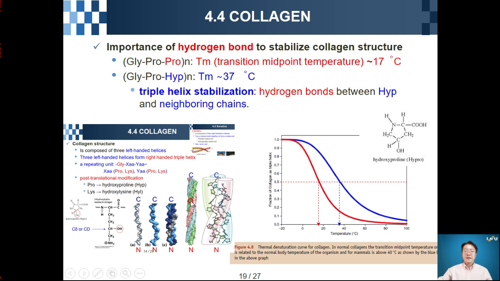The triple helix can be stabilized due to hydrogen bonding between the hydroxyproline and the neighboring chains. Usually the hydrogen bonding happens between the hydroxyproline and neighboring chains, so it can induce triple helix stabilization. That's why for glycine, proline, hydroxyproline, the Tm, transition midpoint temperature, is 2 times higher than the glycine, proline cases. Okay.